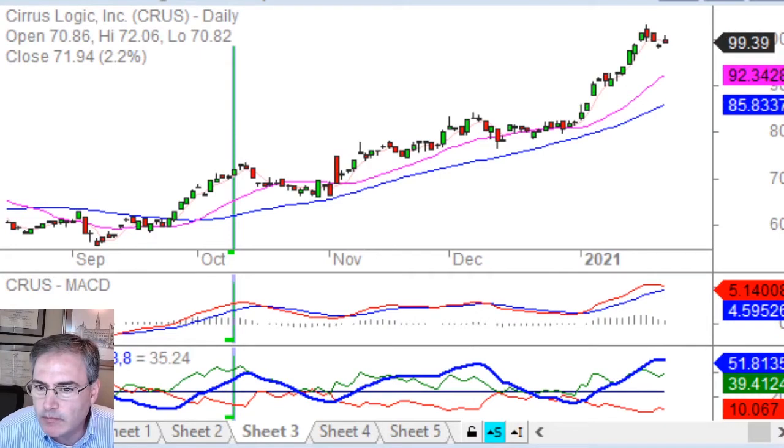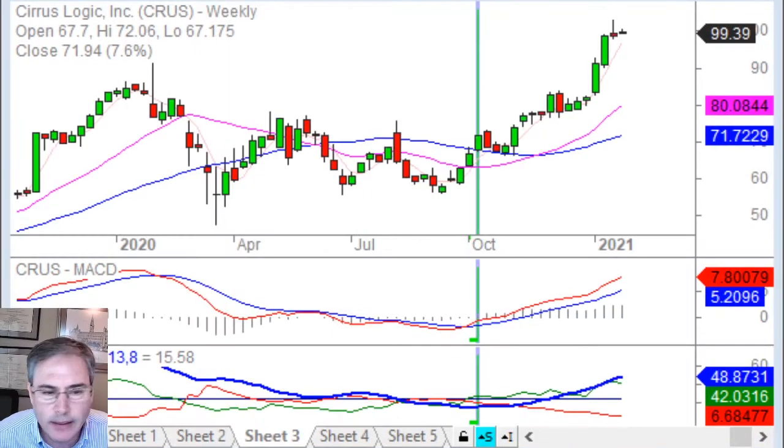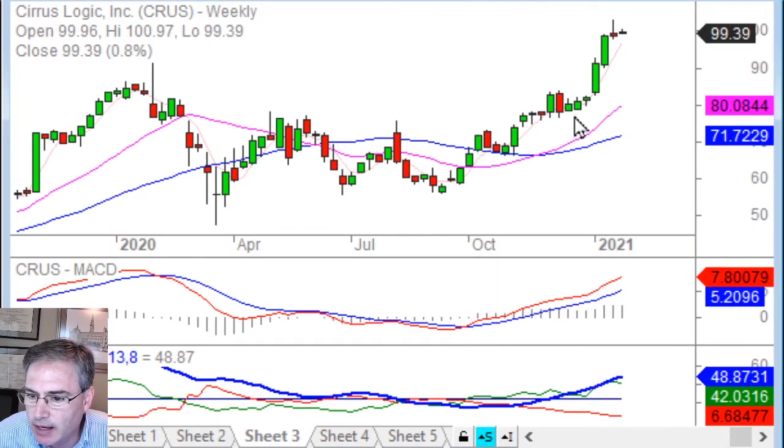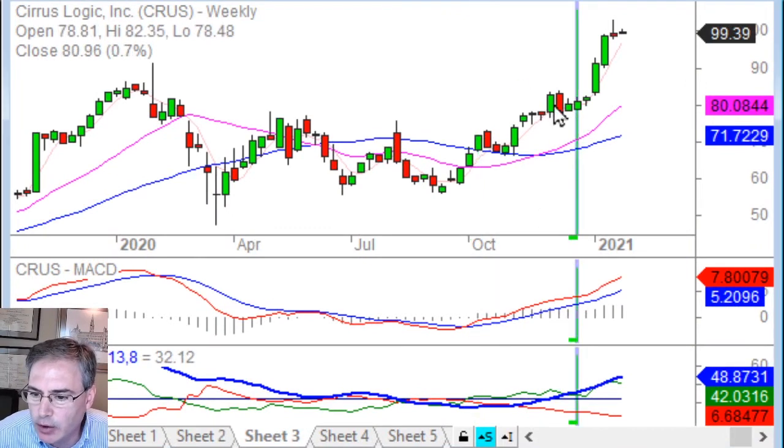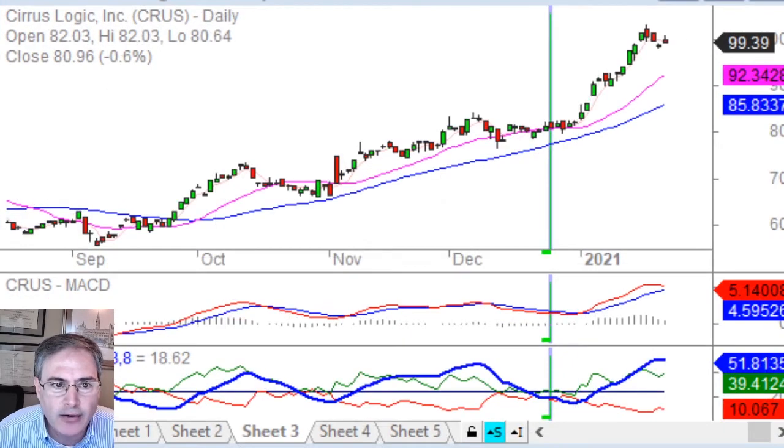So let me do this. I'm going to go back to the weekly, and I'm going to change this line to here. So we know where we're going sideways on the weekly, and let's switch to the daily now. So this is the period on the daily chart where you're going sideways. And if you notice what's taking place, we're not getting our opposing trend.